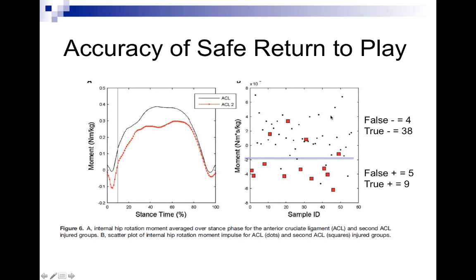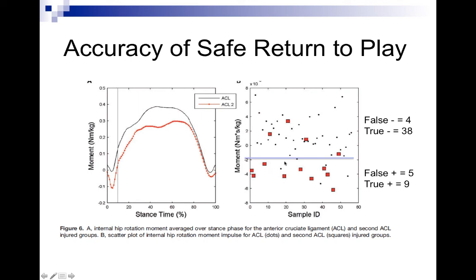And so if we look over here, this is the impulse data, so it's the area under this curve here. We can see that the red values here are the number of people who are injured, and on the x-axis is the actual impulse data from each participant. And when the impulse data was above around a 2, what they determined was that person was at higher risk for a second injury.